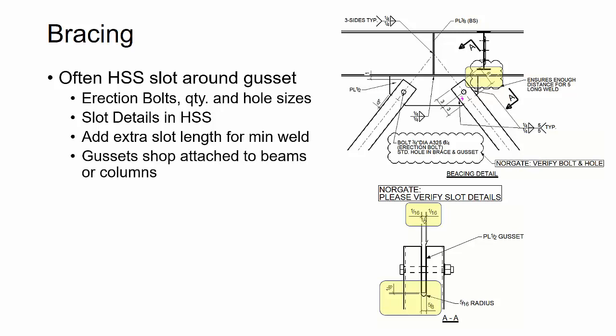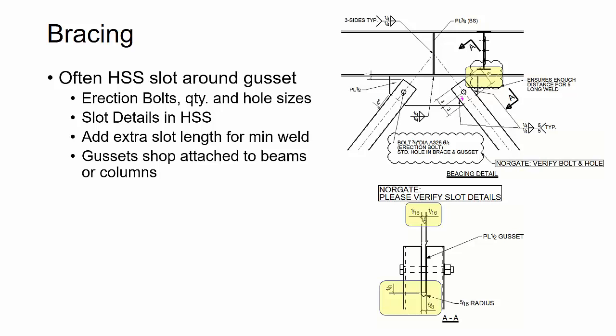Then if you have certain conditions where a brace is going to a beam and a column, I always ask, well, what am I shop attaching to? Am I shop attaching the gusset to the column or the beam? Am I doing bolted and welded, or am I doing welded with field welds? So those are also good questions to get clarified.